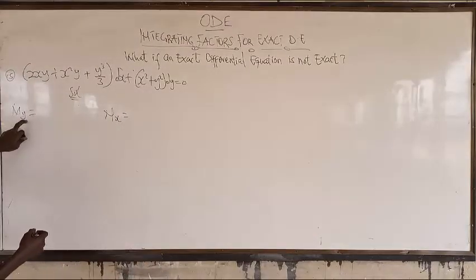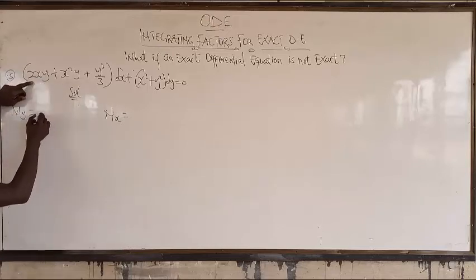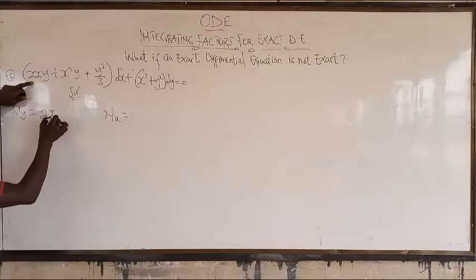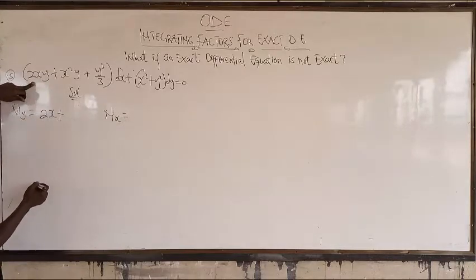Partial derivative with respect to y. We treat x as constant. So we get 2x plus, treat x as constant.